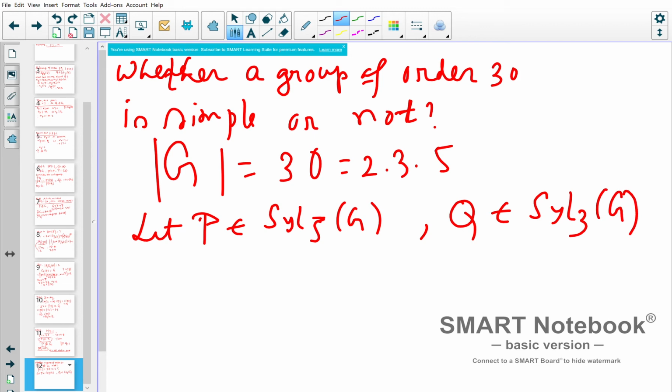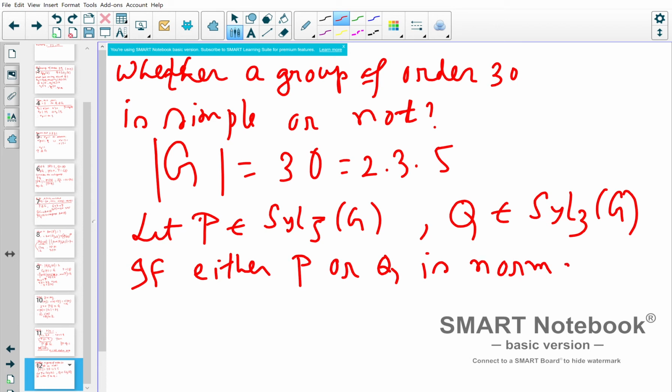So now, what happens if either P or Q is normal? So if either P or Q is normal, then what happens?